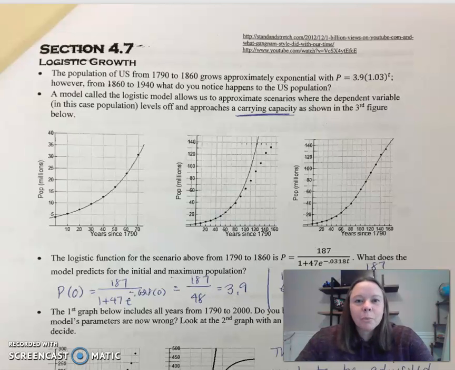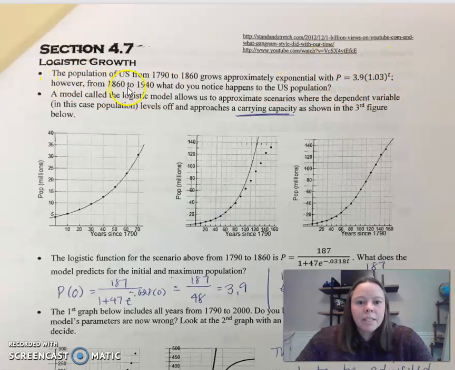Hello, this is section 4.7 for Calc Survey, and today we'll be talking about logistic growth. We're starting off with an example about the population of the United States from 1790 to 1860, and it grows exponentially, and here's our function.